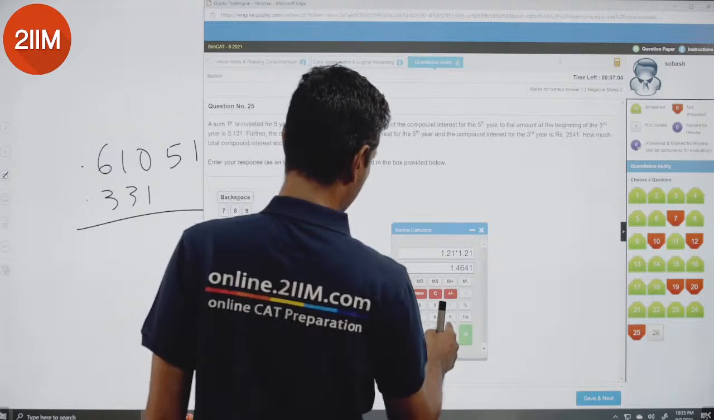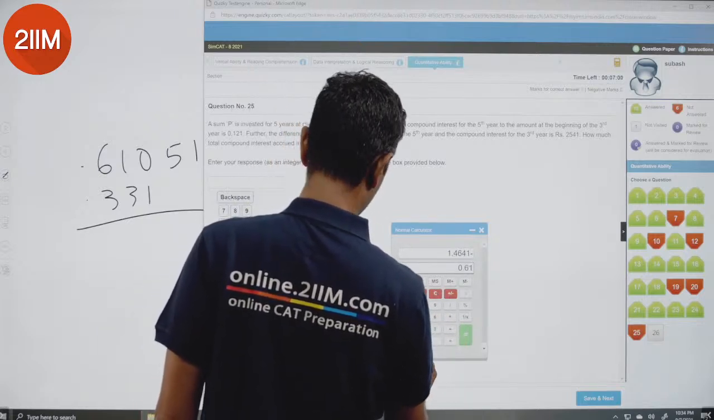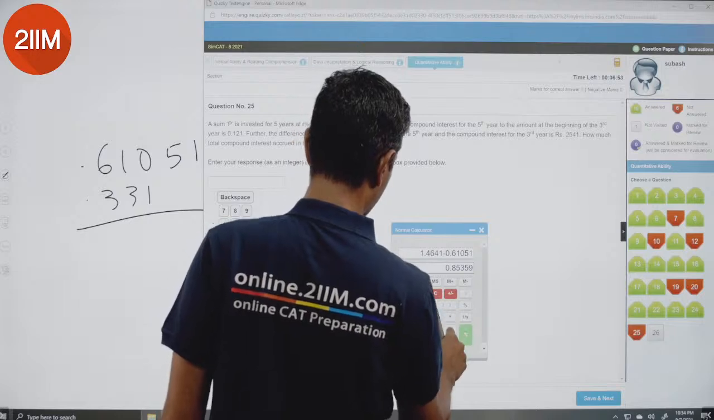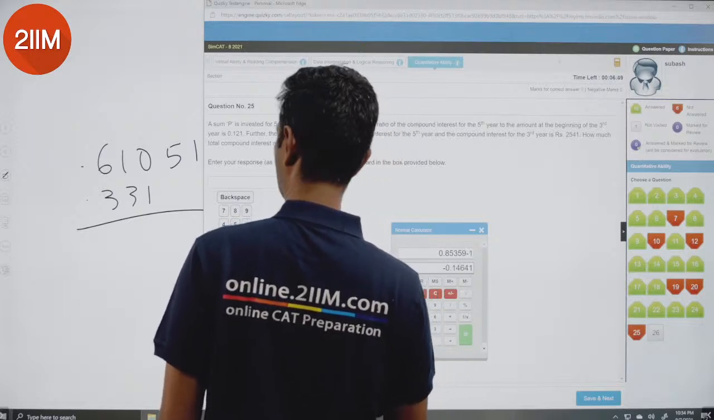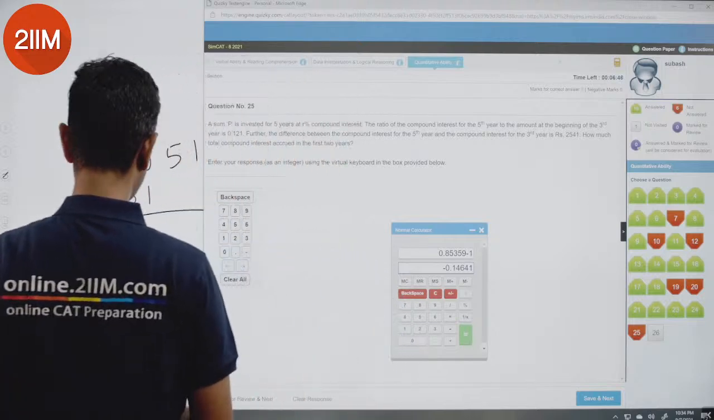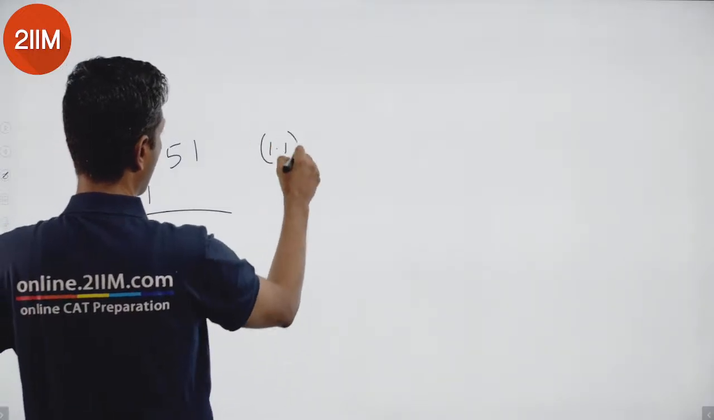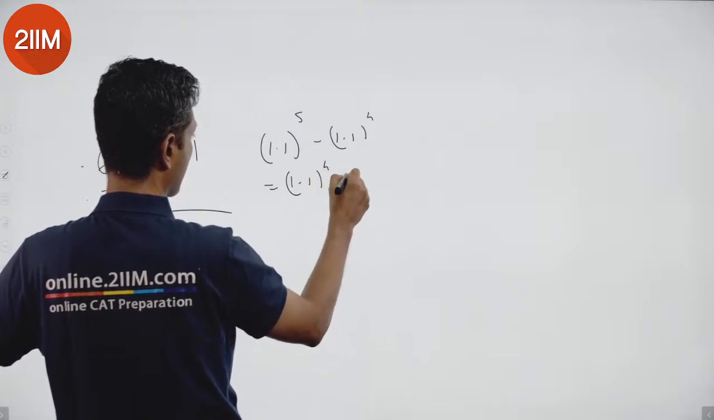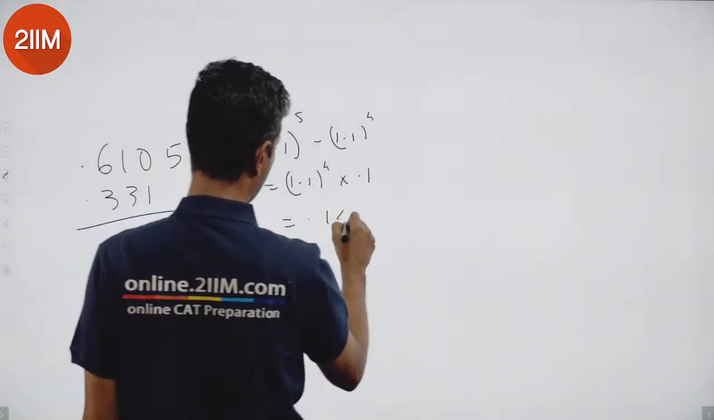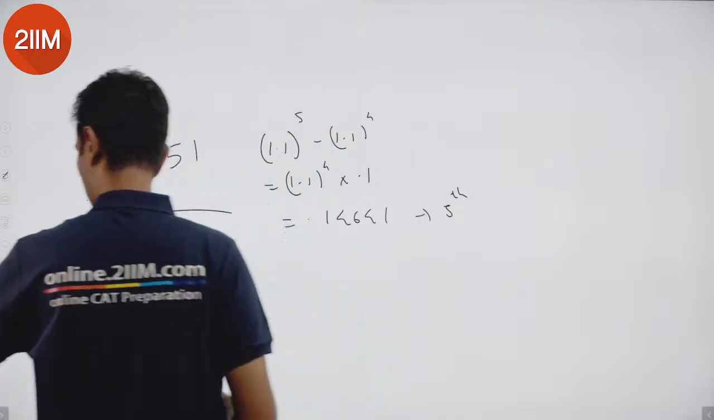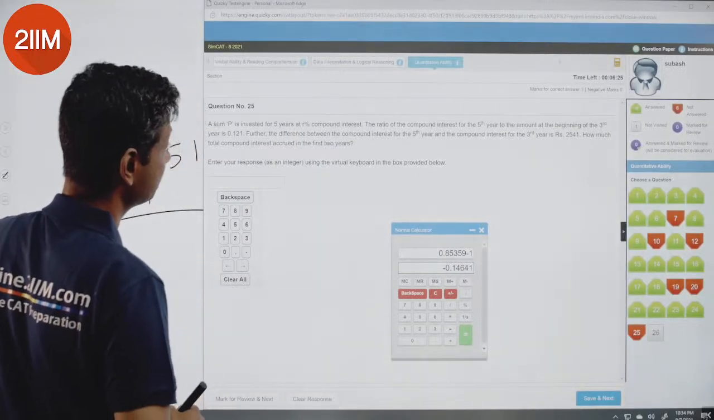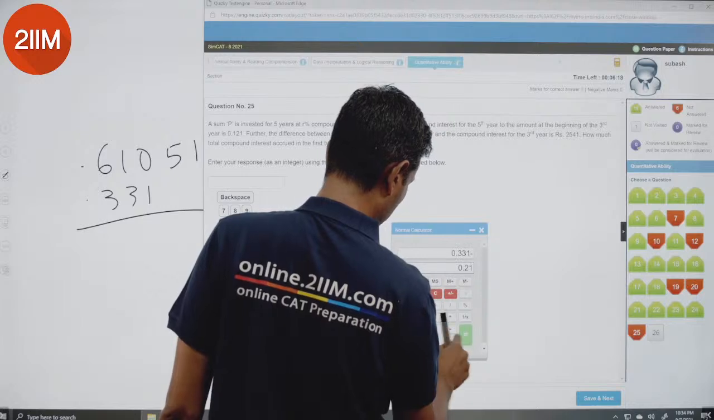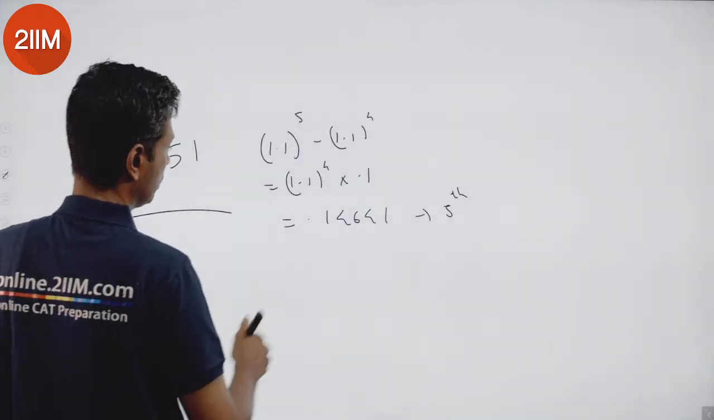1.4641 minus 0.61051 equals. This is the 5th year. Compound interest accrued for the 3rd year is 1.331 minus 1.21. Let's do this. 0.331 minus 0.21 equals 0.121.